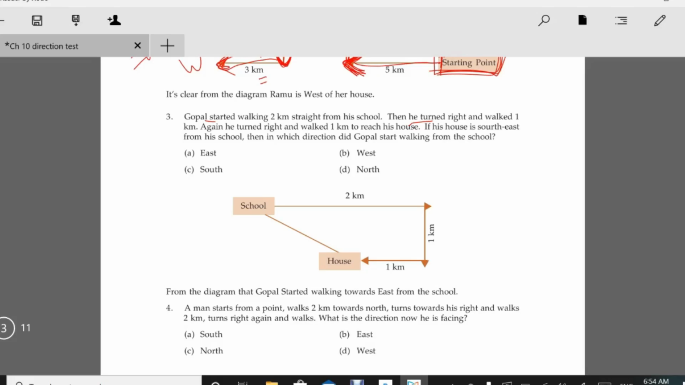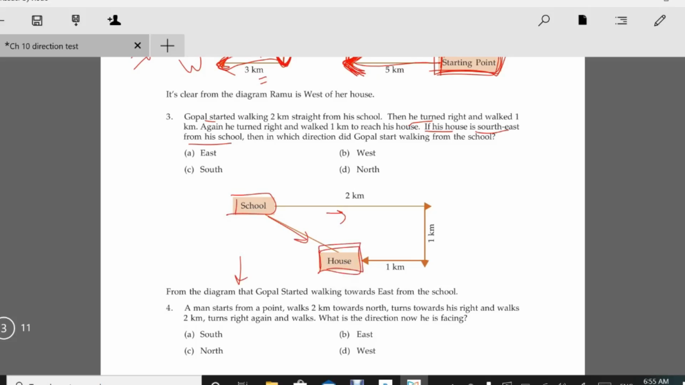Very good. If his house is southeast from the school. Okay. So there is his school and there is his house which is southeast. Let us draw. Suppose this is the school. South is here, east is here. So southeast is here and here is the house. We have got this much.